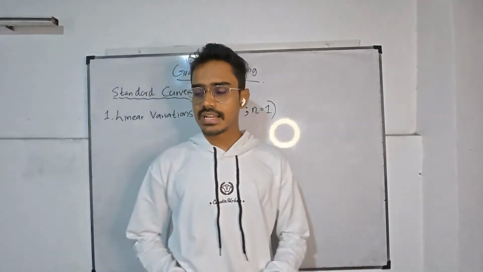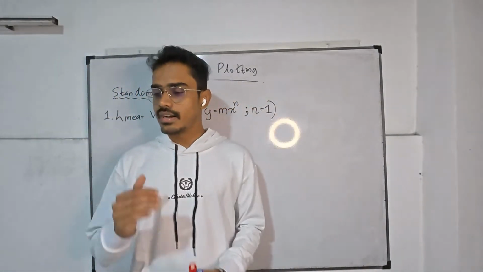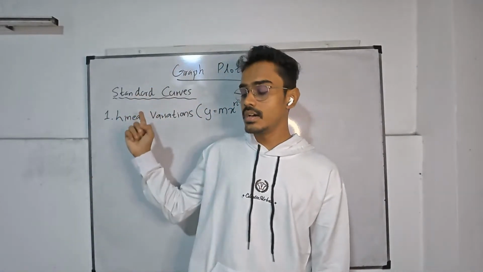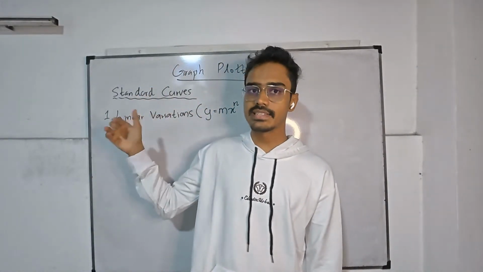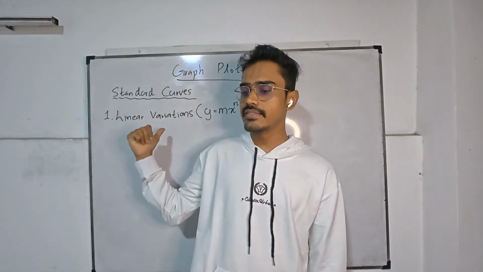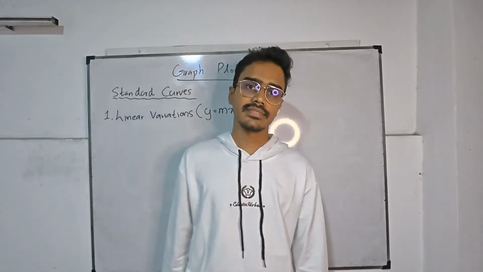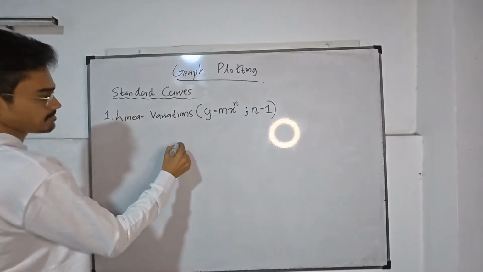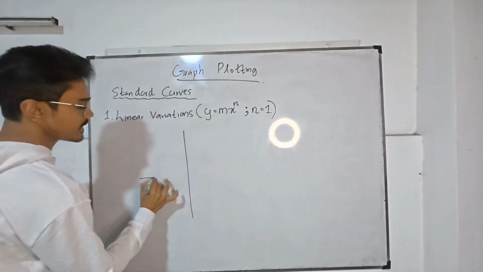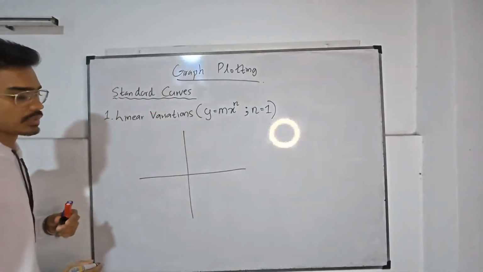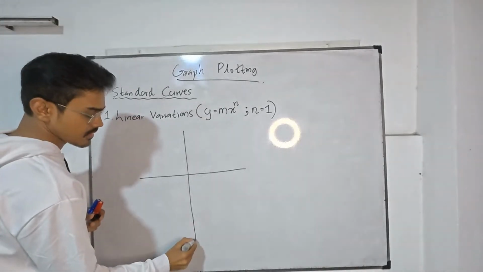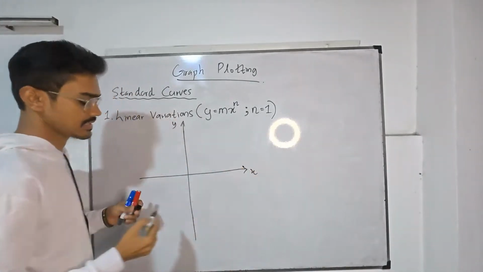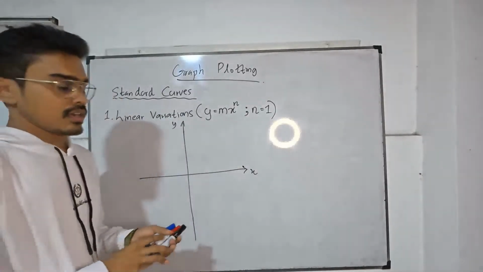First let's see what the linear standard curves are. We are in standard curves, and I'm splitting this into two: linear variations and non-linear variations. In linear variations, now we are going to see the standard curves. Look at here, y and x.